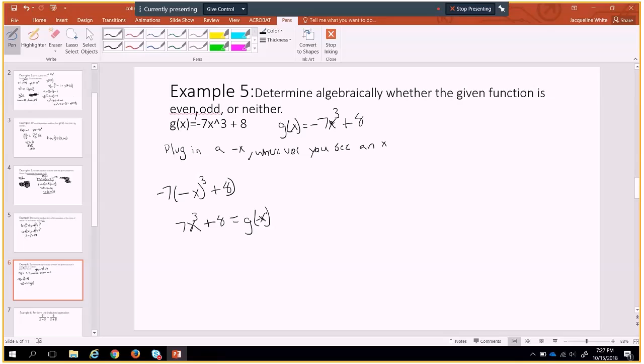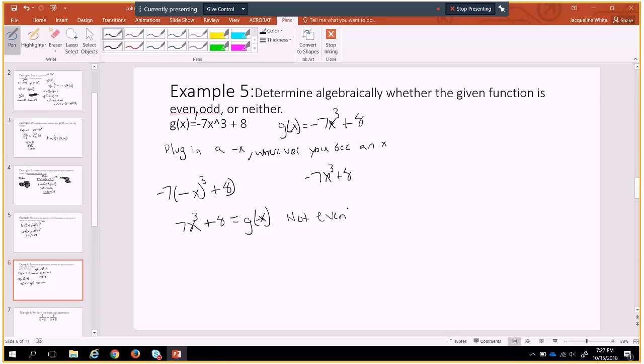So what does that mean? If this function were even, when we plugged in a negative x into the equation, it would have to bring back the same equation of negative 7x cubed plus 8. But did it? It gave us a 7x cubed plus 8, not a negative. So we can say that this is not even. Okay?